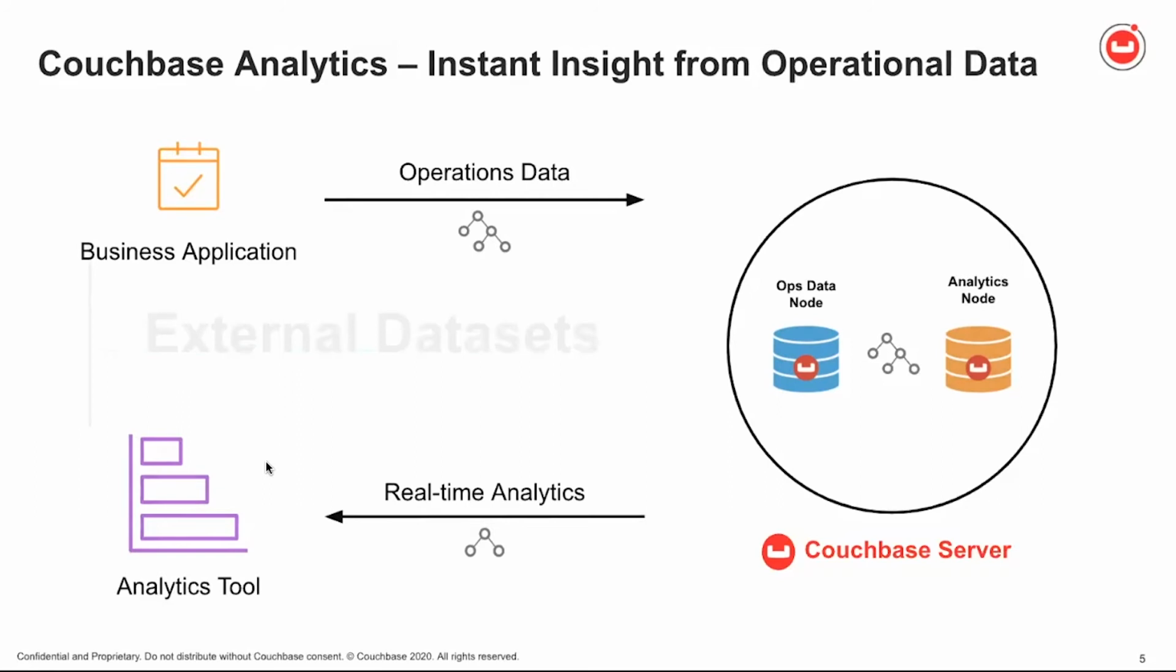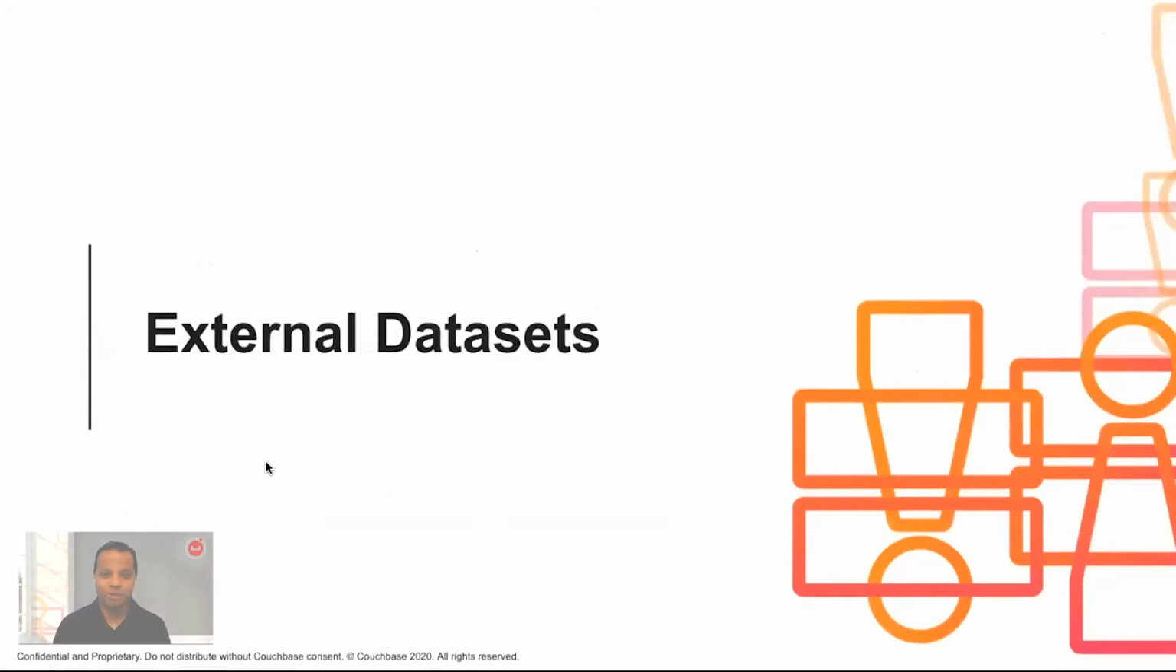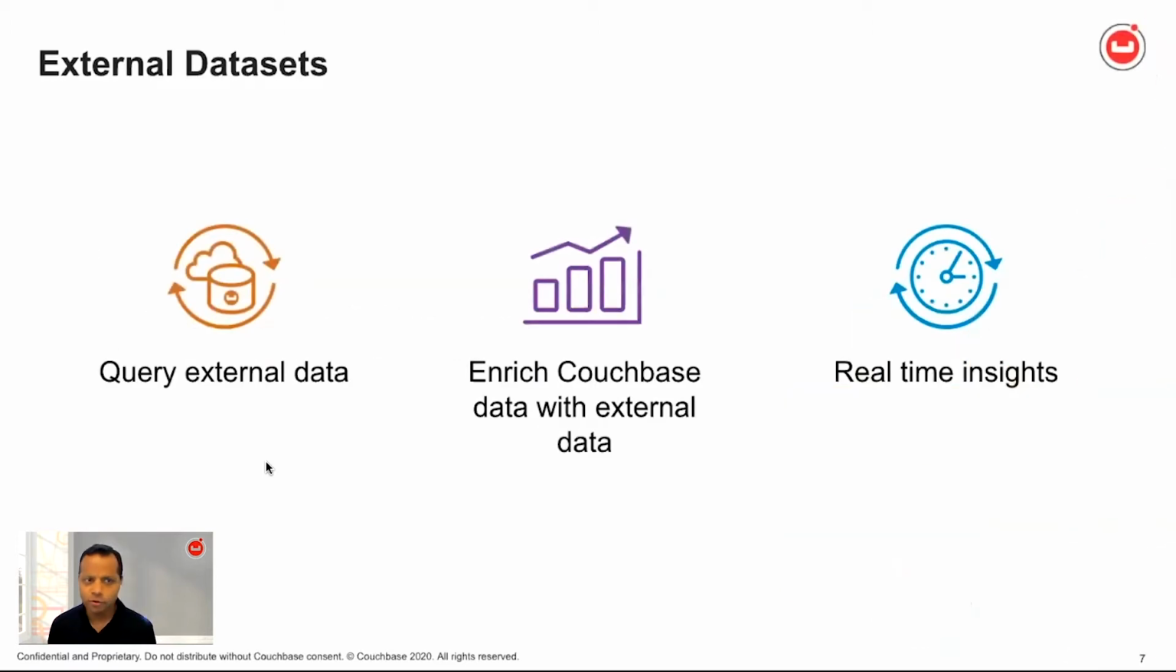So now we're going to talk about why we're here in this session: to learn about external datasets. External datasets is a new feature which we launched a couple of months back, and we are very excited, and so are our customers. The use cases for external datasets are very simple. Our customers were asking to query and analyze external data which is not located in Couchbase, but specifically located in the Amazon S3 environment, which is a data lake environment.